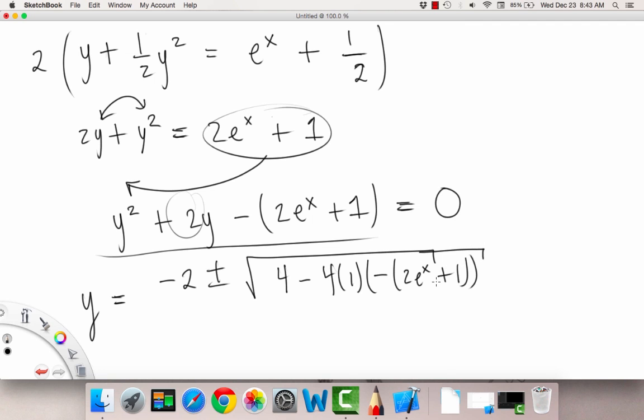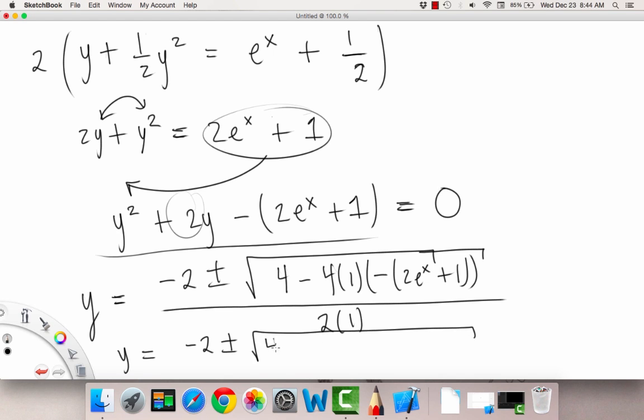Okay, so extend the square root sign there. And then beneath we have 2a, which is 2 times 1. All right, so let's just simplify. That's all we have to do now. So now we have y is equal to negative 2 plus or minus the square root of 4, and then instead of minus, because now we have two negative signs, those become positive, so plus, and then when we distribute the 4 in, we just get 8e to the x, and then plus a 4 here, okay? And then this is all over a 2, okay?